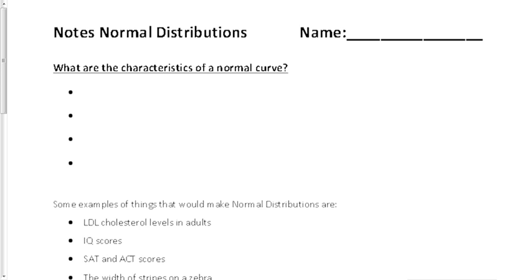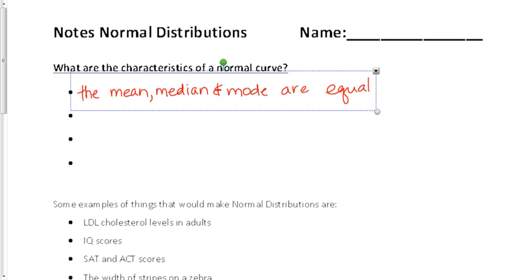In this video, we're going to look at some notes on normal distributions. First, we just described what a normal curve was. So let's go back over the characteristics of a normal curve. First of all, with a normal curve, the mean, the median, and the mode all have to be equal. So our three measures of central tendency have to be the same thing.